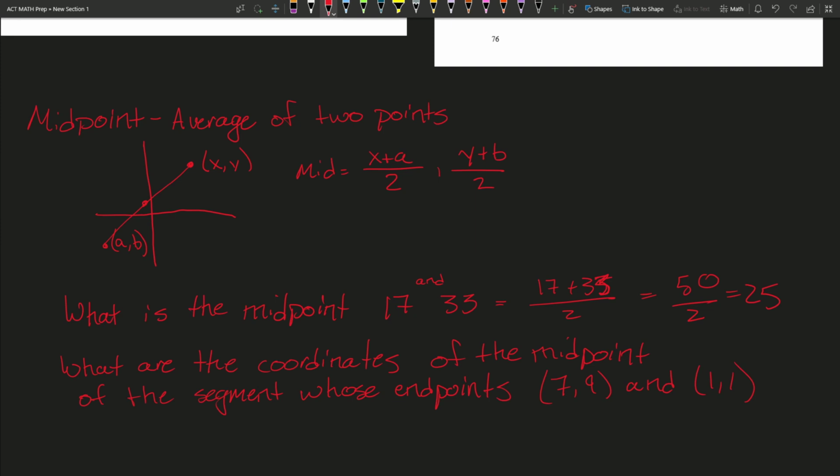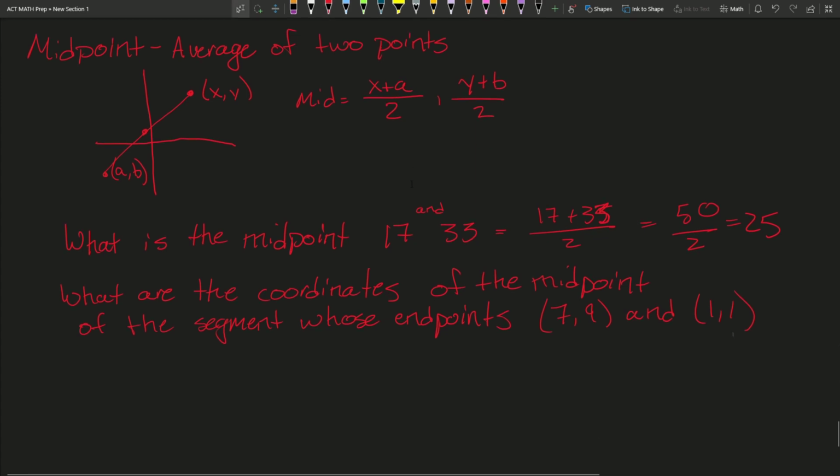All right, so now we're talking about something that's two-dimensional. We're talking about a plane. We're talking about a graph, okay? And we have 2 points. We have 7, 9 and 1, 1. So how do we find the midpoint of those two things? Yep. Simple as that, right? It's the averages of the x's and the averages of the y's.